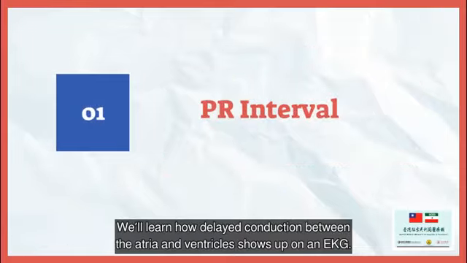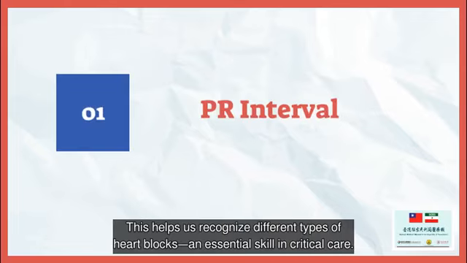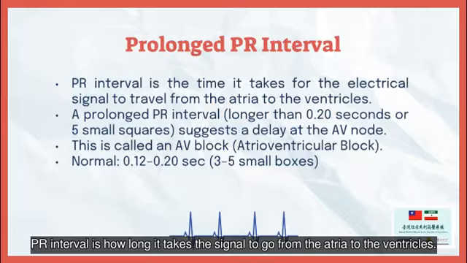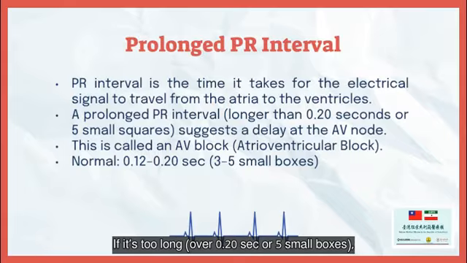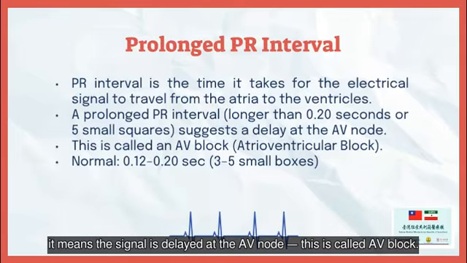We'll learn how delayed conduction between the atria and ventricles shows up on an EKG. This helps us recognize different types of heart blocks, an essential skill in critical care. PR interval is how long it takes the signal to go from the atria to the ventricles. If it's too long, over 0.20 seconds or 5 small boxes, it means the signal is delayed at the AV node. This is called AV block.